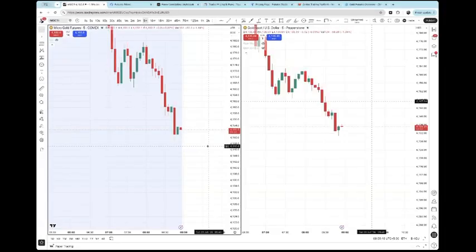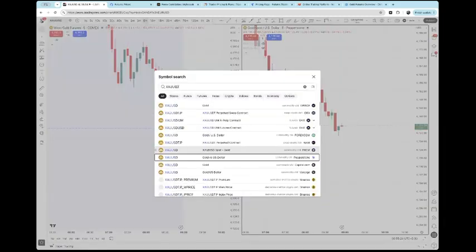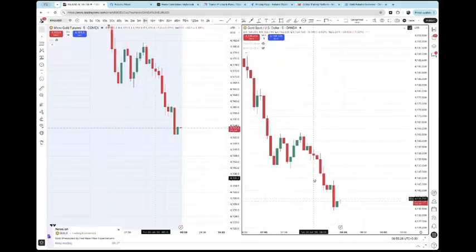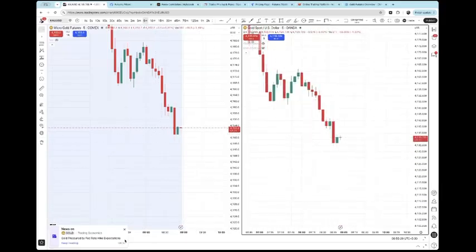Okay, forget about Pepperstone. This is the chart of XAU USD from any broker, Oanda. So the Oanda price is 4135 and this one's price is 4153.